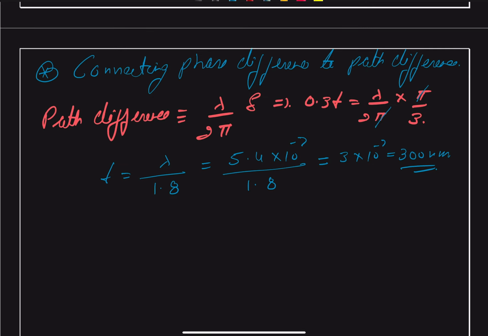Yeah, we were told that the fifth maxima now appears below and the sixth minima appears above.